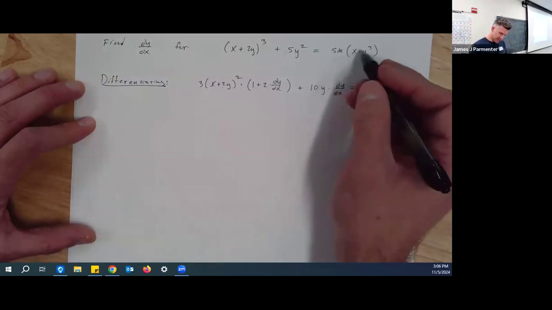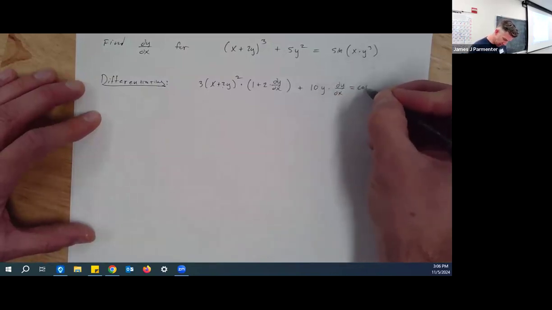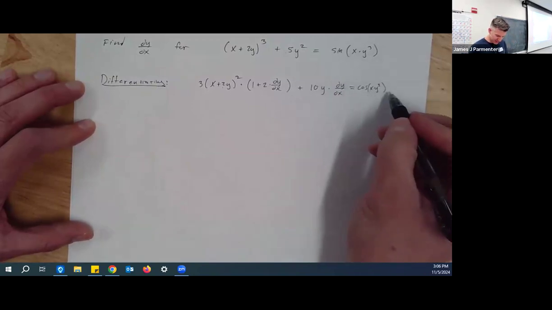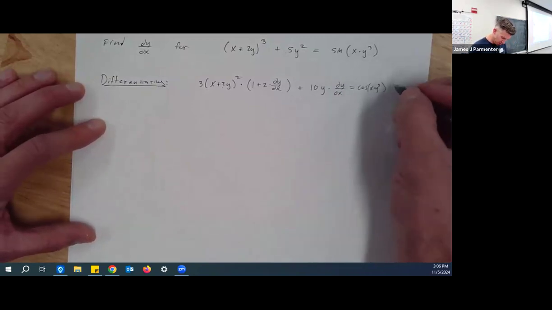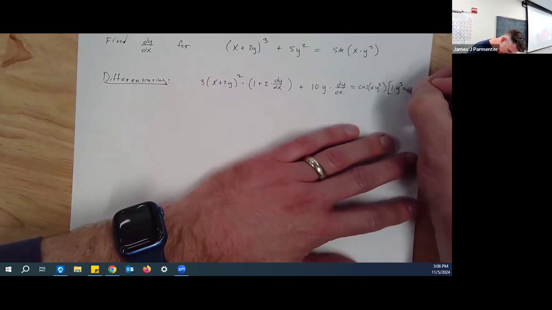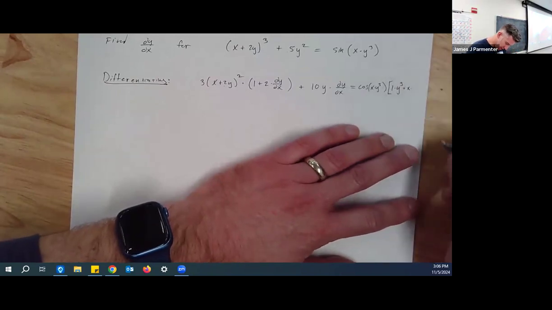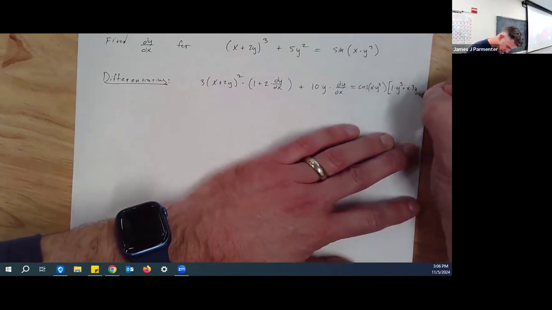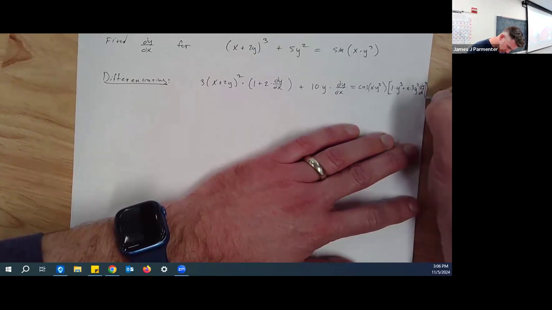The derivative of sine of some stuff is cosine of the stuff multiplied by the derivative of the insides, and the derivative of the insides is going to require the product rule. It's going to be 1 times y cubed plus x times 3y squared times y prime, or 3y squared times dy/dx, because they should be consistent. And that is terrible. I apologize.